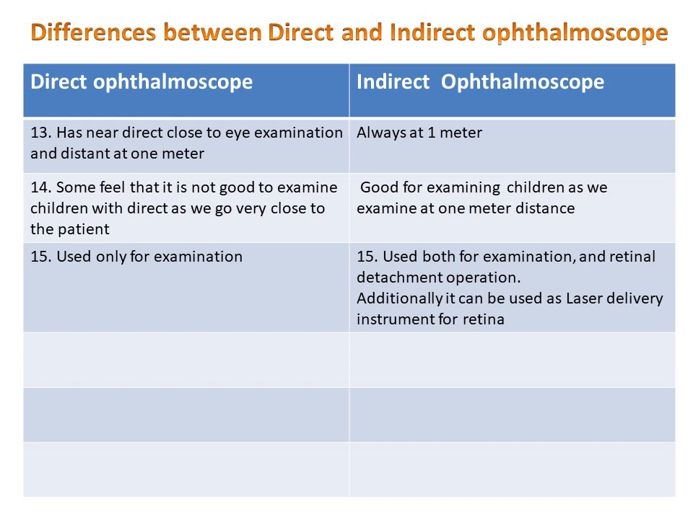So another difference is that some examiners feel that it is not good to examine children with direct, as we go very close to the patient and the patient may get scared, and they feel that indirect ophthalmoscope is much better to examine the children as we examine the patient at 1 meter distance.